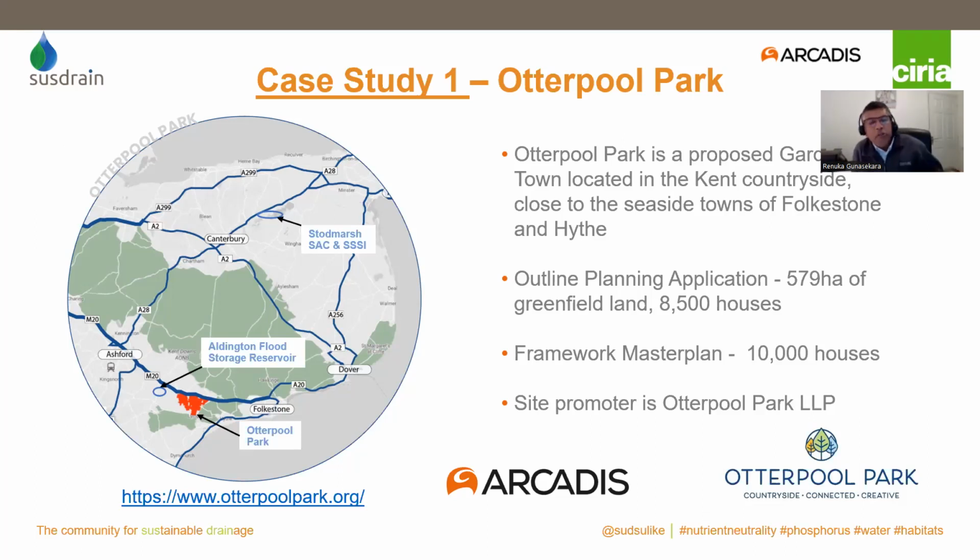Not only nutrients, we have other pressures such as the environmental sensitivity of the AONB to the north and south, and the flood risk. For example, the Aldington Flood Storage Reservoir, which protects Ashford, and we have concerns on the water resources. Generally it's a water stressed area. So all this needs to be looked at holistically through the master planning process.